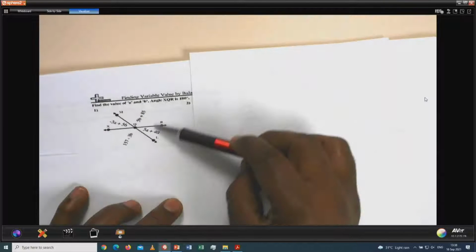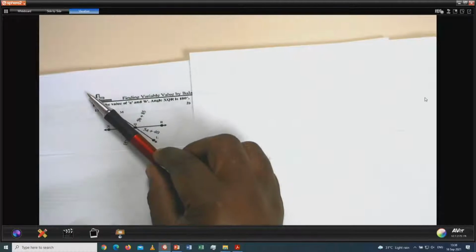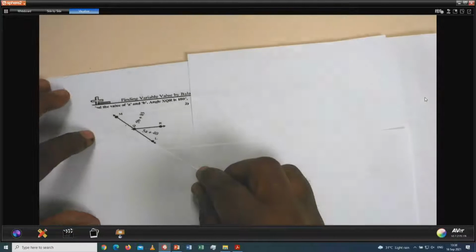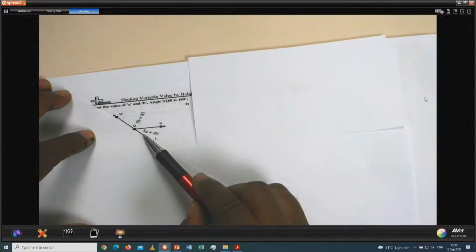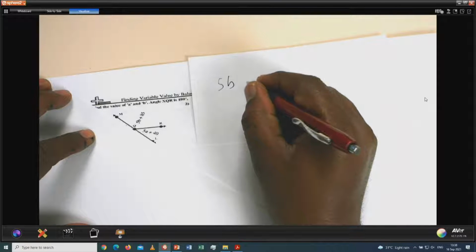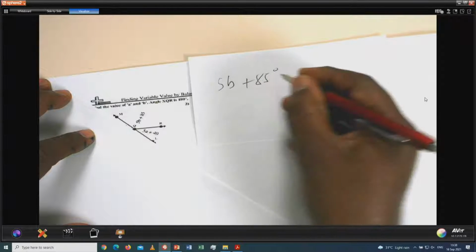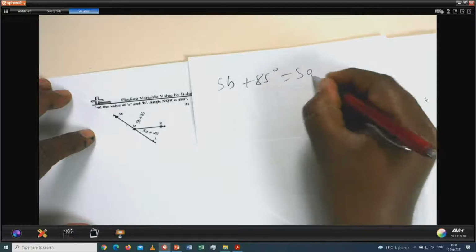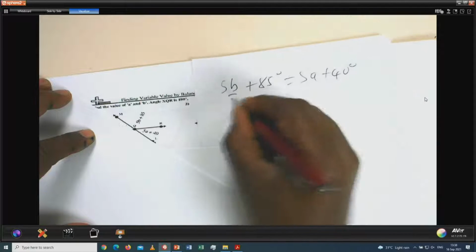Now, remember as well, you must check what do you have. Let's look at this question, right? They are looking for A or B. Vertically opposite angles will work for us. When you look at the straight line, you'll be having two unknowns. You'll be having, let's say, 5B plus 85 degrees equals 5A plus 40 degrees. Already you've got two unknowns.